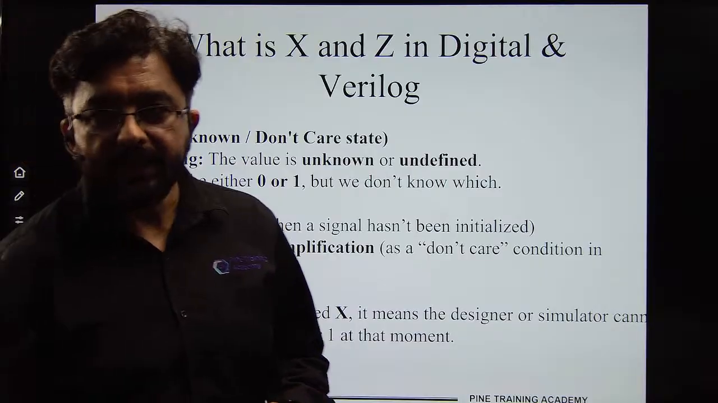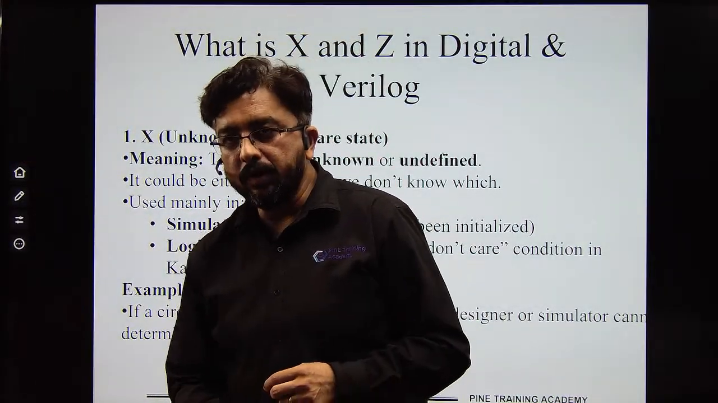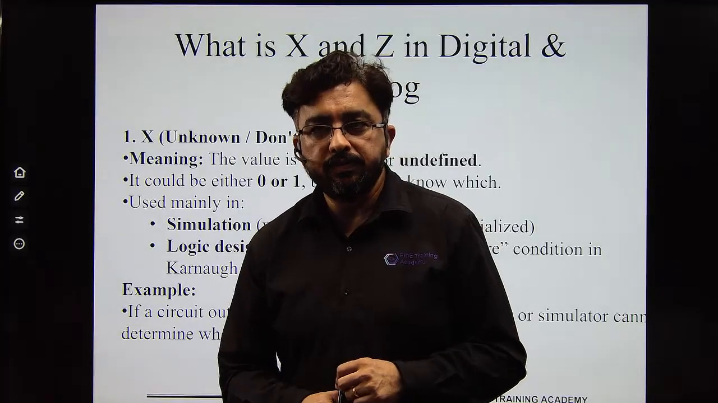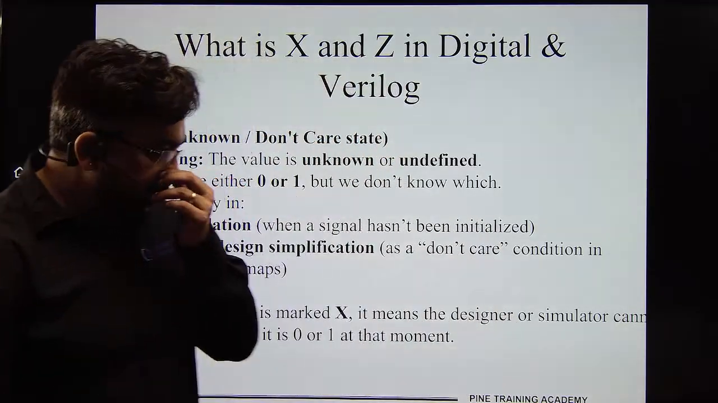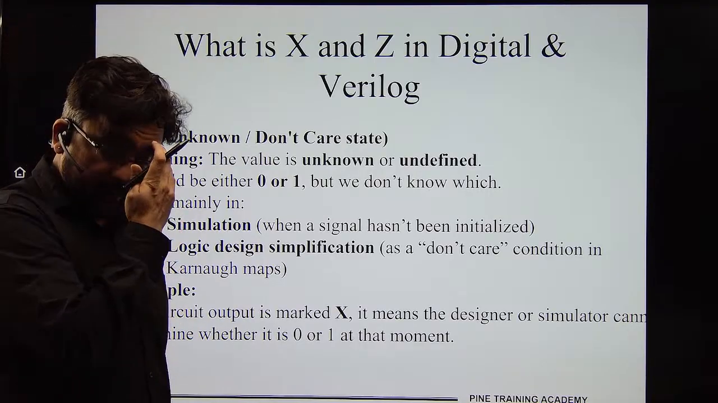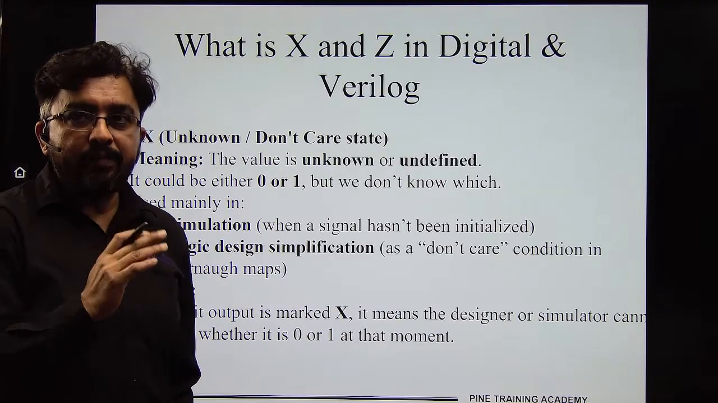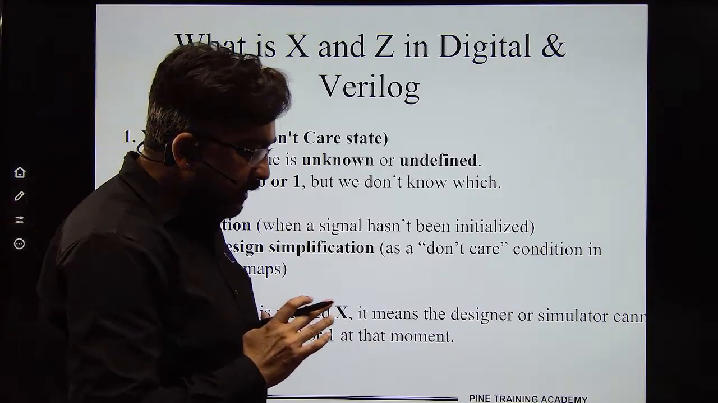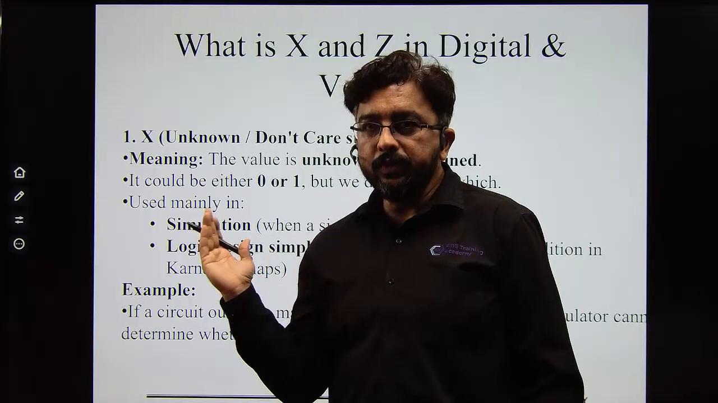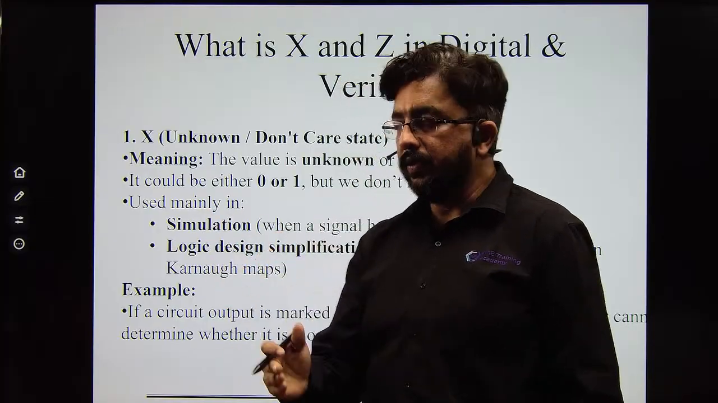As I mentioned, gate level modeling. Before starting, let's focus on what X and Z are in digital and Verilog. As I mentioned in the slide, X is basically an unknown or don't care state. We are also aware of X in K-map. Here, unknown means which is not defined. I will show you practically also.